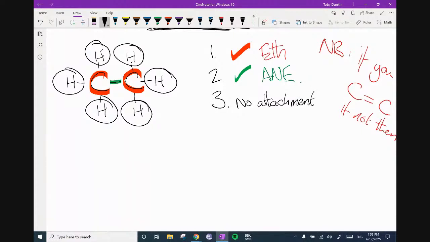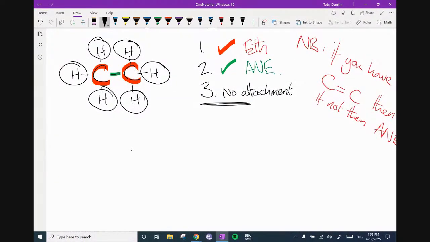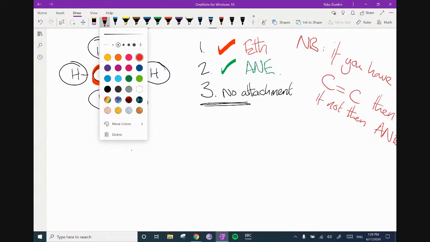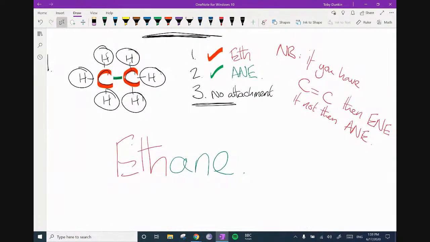Yeah, that brings us to an end of our process. And what this now becomes is, I'll color code it again, eth, and then in green, ane. And there's the name of my organic compound. Now, at this point, I'm going to talk about the eth.